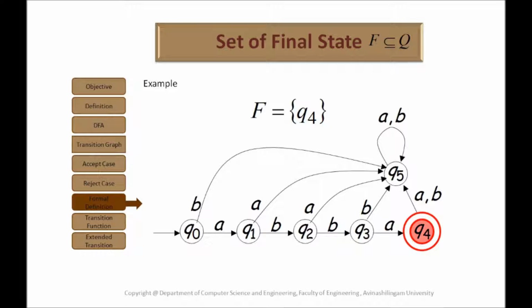A transition graph can have more than one final state. The final state may be a set of states, but the initial state should be only one.